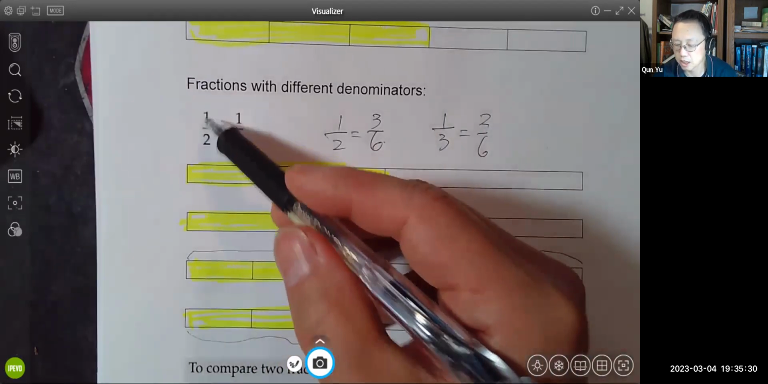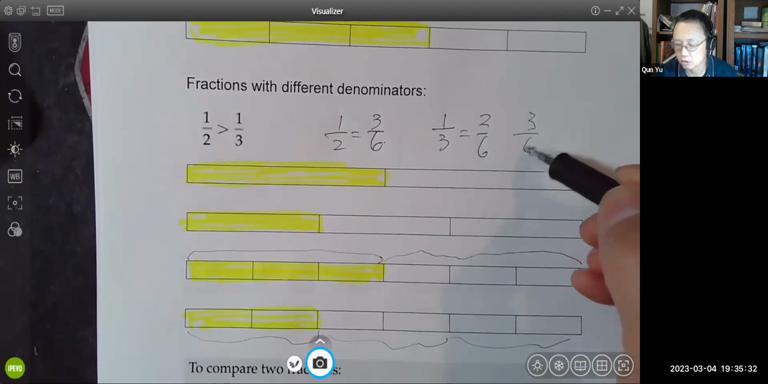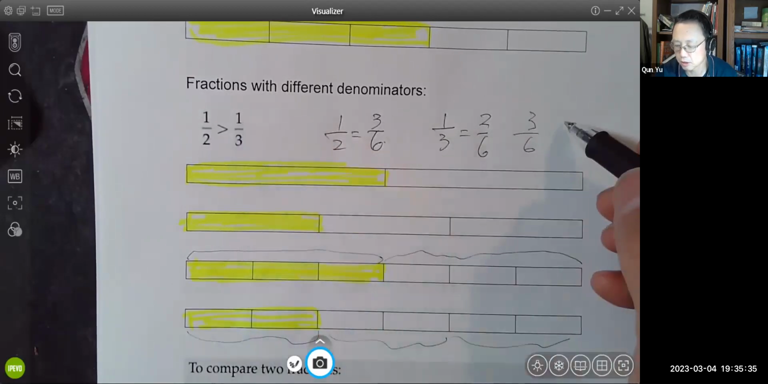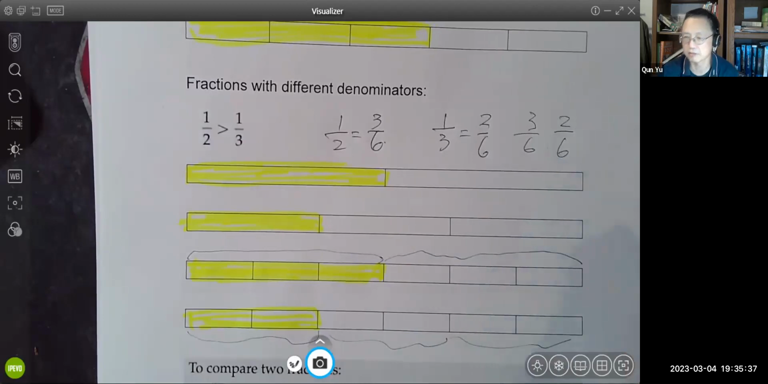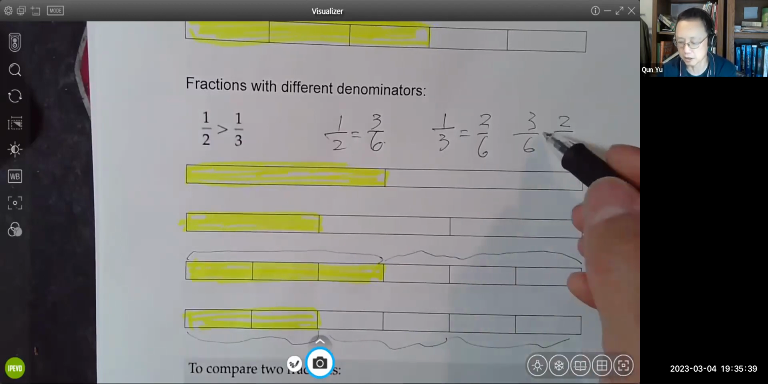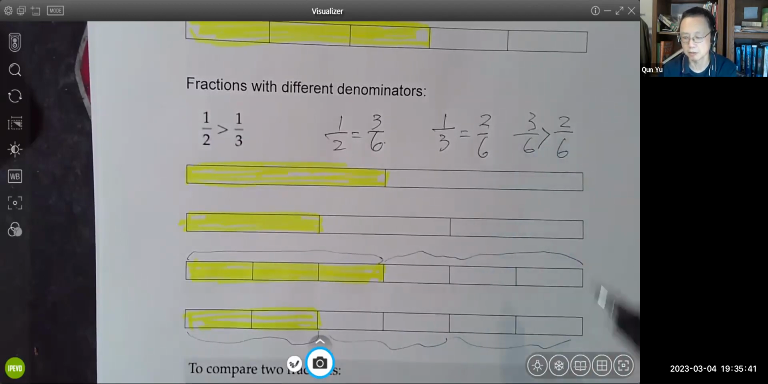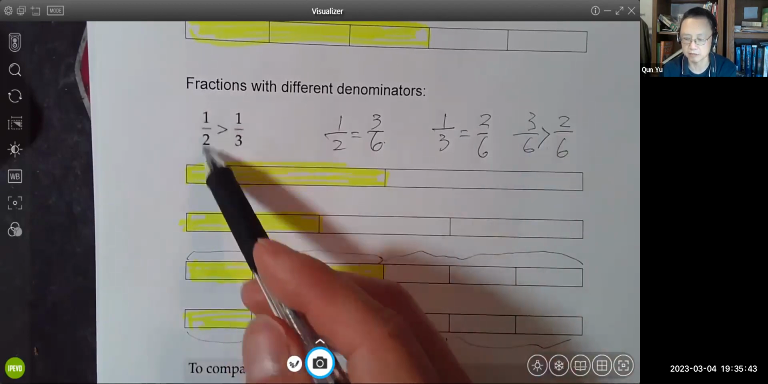Now replace half by 3/6. Replace 1/3 by 2/6. Now, can you tell which one is bigger, which one is smaller? Apparently, the first one is bigger, right? But the first one is equivalent to half. So half is bigger than 1/3.